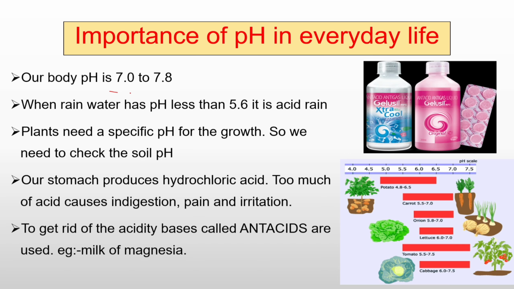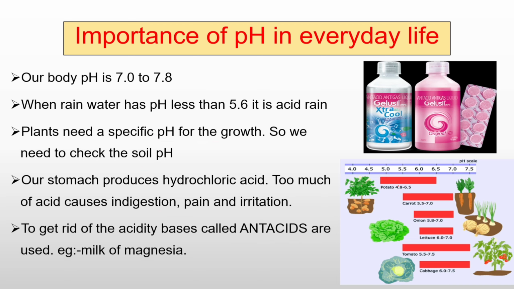Our body pH is 7 to 7.8. Rainwater: when its pH is 5.6 or less, it causes acid rain, and acid rain is very harmful for agriculture, because plants need a specific pH for growth. That is why we need to maintain the soil pH. Our stomach produces HCl. Too much HCl causes indigestion, pain, irritation. So to get rid of this acidity, we use antacids like milk of magnesia, and I told you several drugs like Pantof, we have ranitidine, so many things are there.